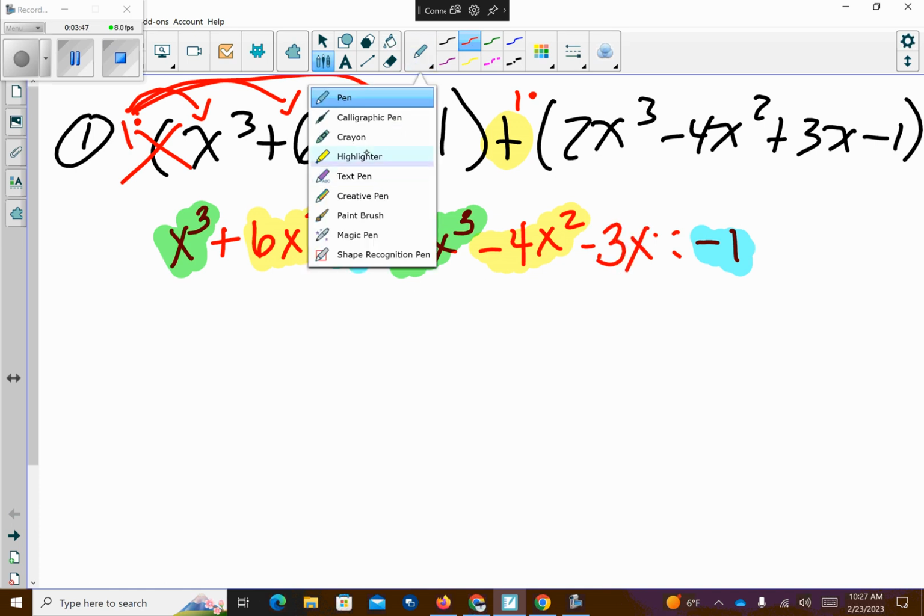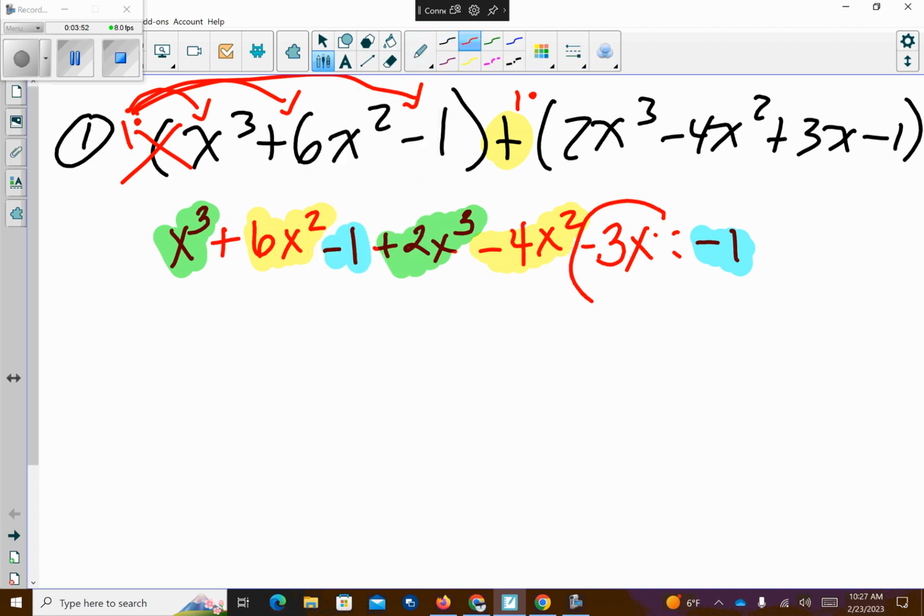So, another highlighter. Actually, I'm just going to circle it because it's all by itself. It's so lonely. Okay. So, if I were to rewrite this, what would I start with? What is my highest degree? x cubed, okay? I got x cubed here, x cubed here. What am I going to do? Combine like terms. So what is my new answer going to be?